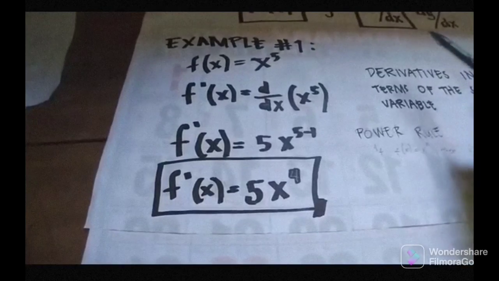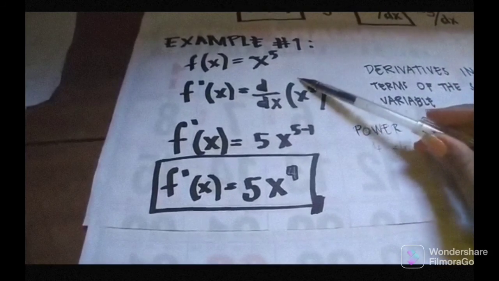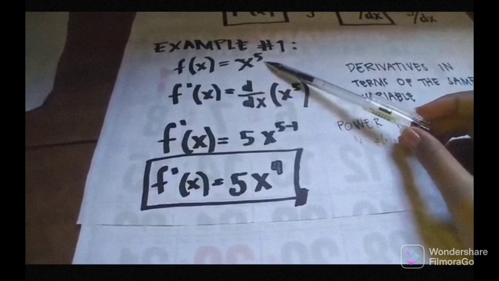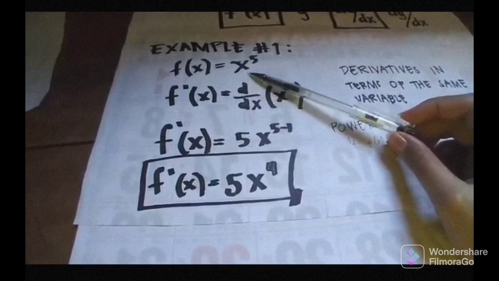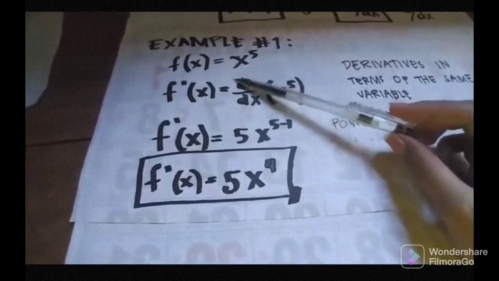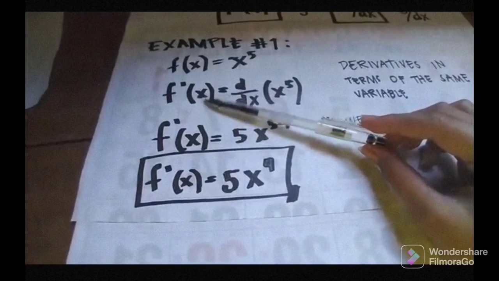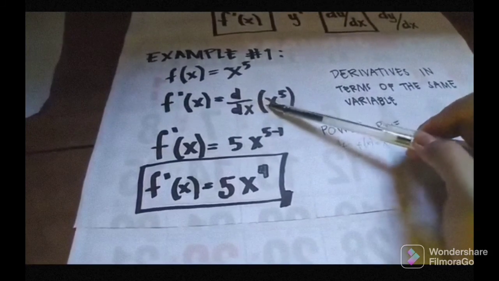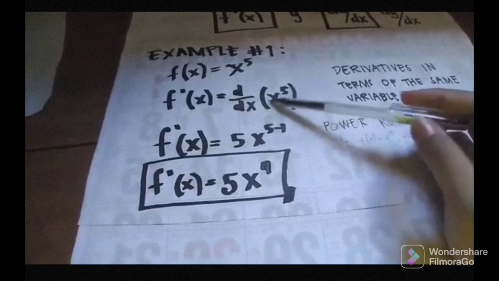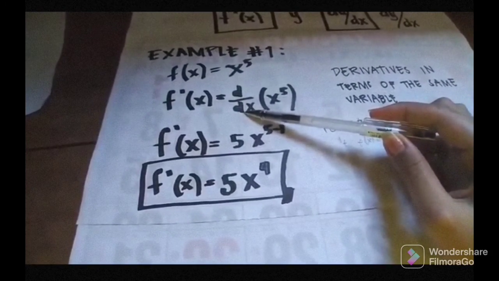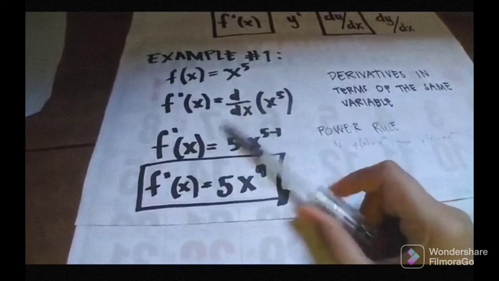So, our examples. Example number 1. F of x is equals to x to the power of 5. So, we will find the derivative of the function x to the power of 5. So, f prime of x is equals to the derivative of x to the power of 5 in terms of x. In this function, we will use the power rule.